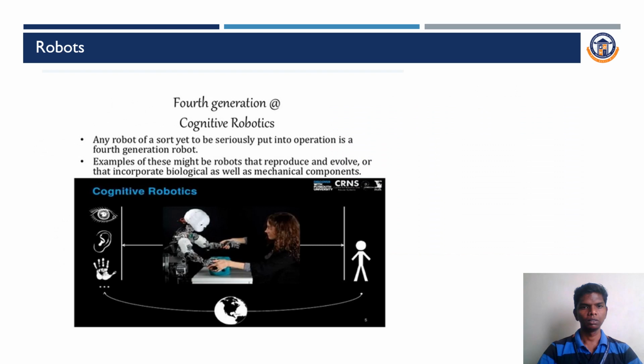And the fourth generation. Any robot of a sort yet to be seriously put into operation is a fourth generation robot. An example of this might be robots that reproduce and evaluate, or incorporate biological as well as mechanical components. These are cognitive robots.